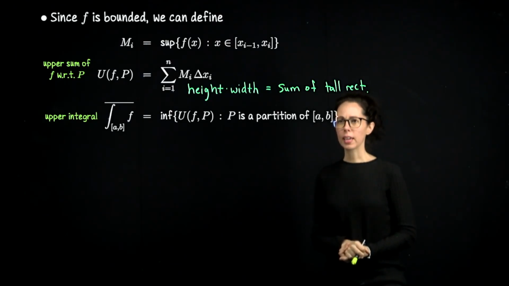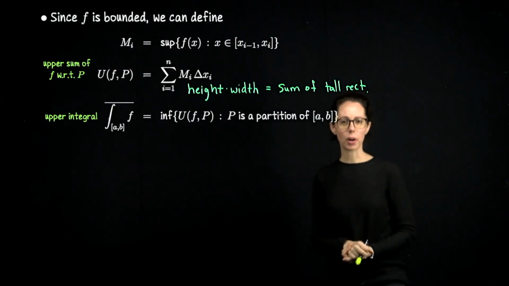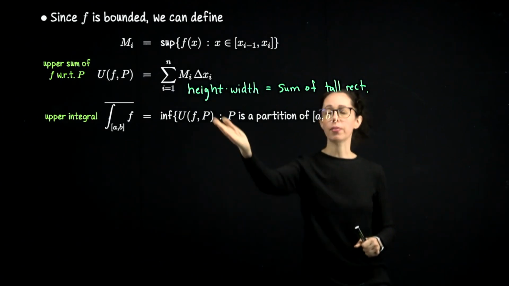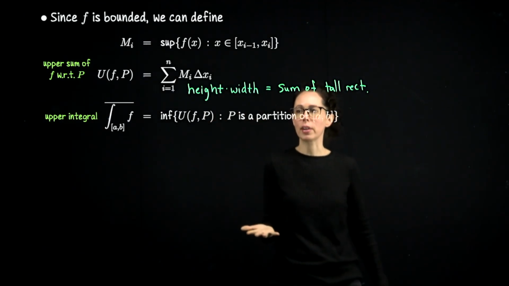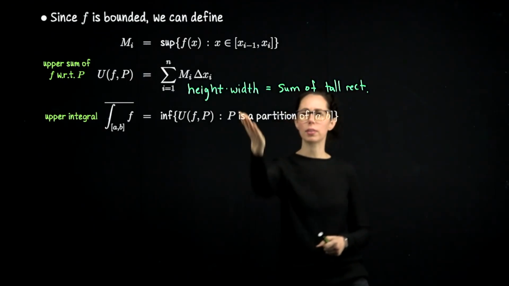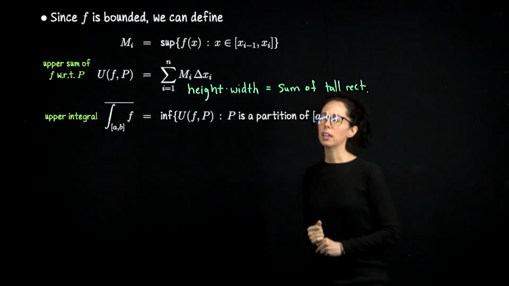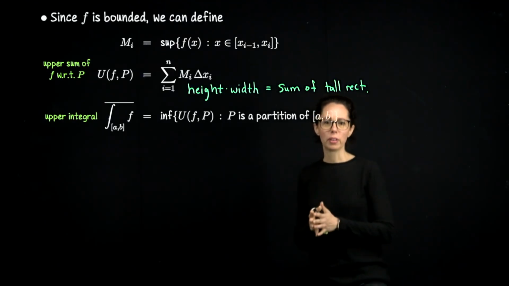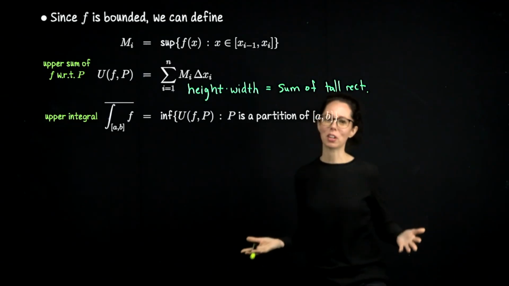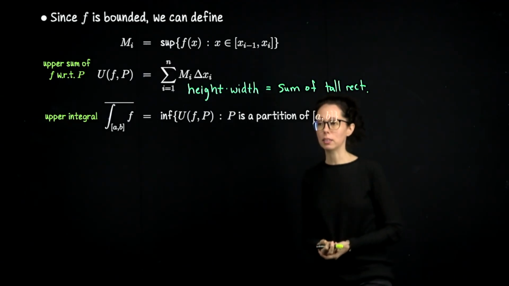Okay, the thing is, this depended on how we partitioned the domain from A to B. If I partition it differently, we might have different sups. If our function's changing a lot, we're going to have different sups over different ways to slice up the domain. We'll have different widths. And how many ways can you partition the domain? Well, uncountably many.